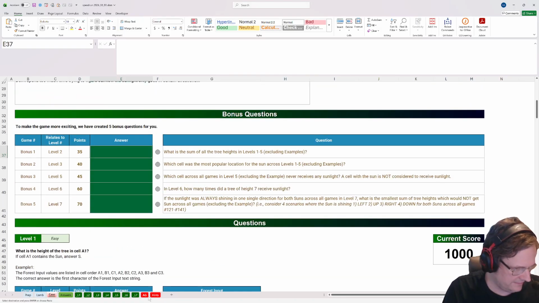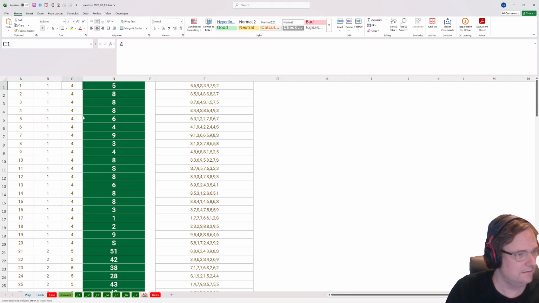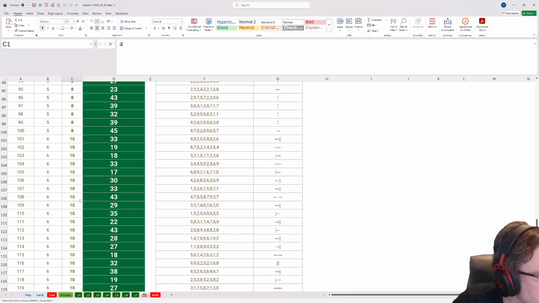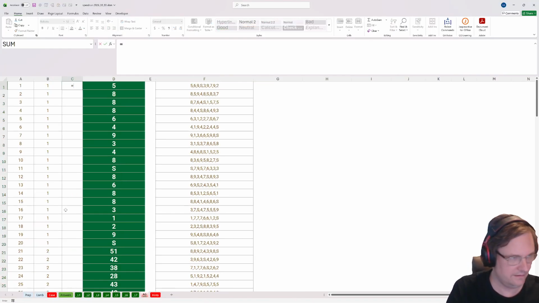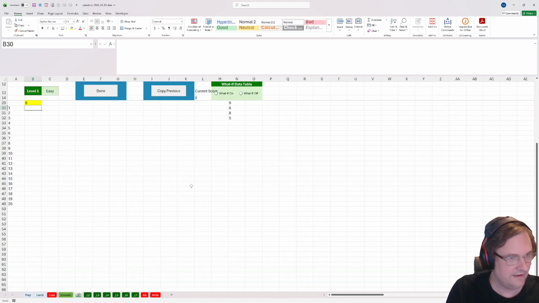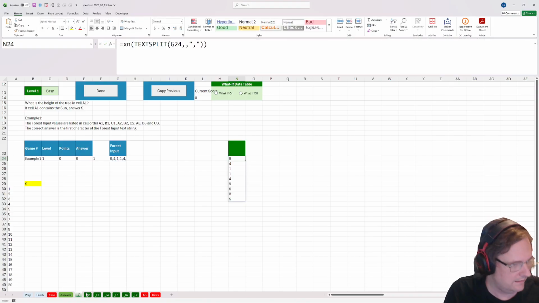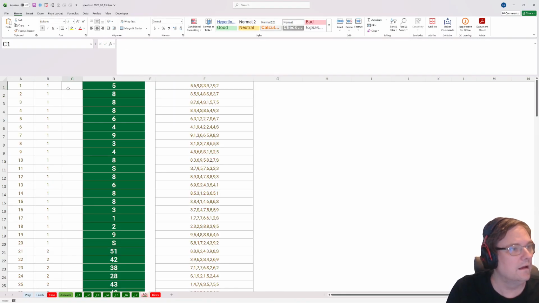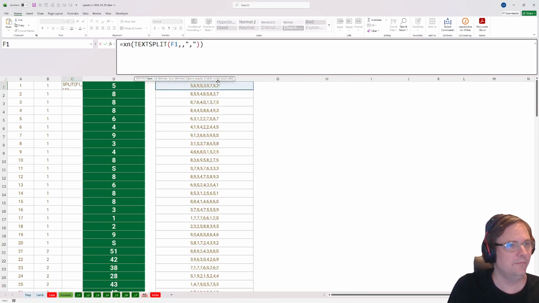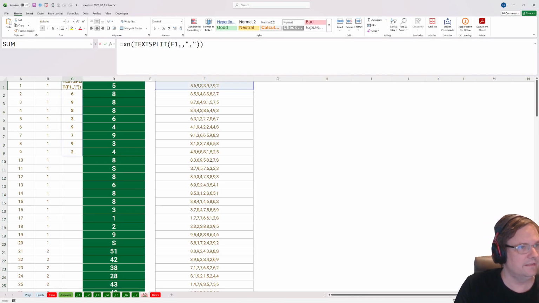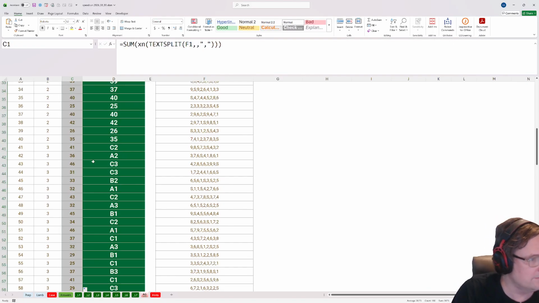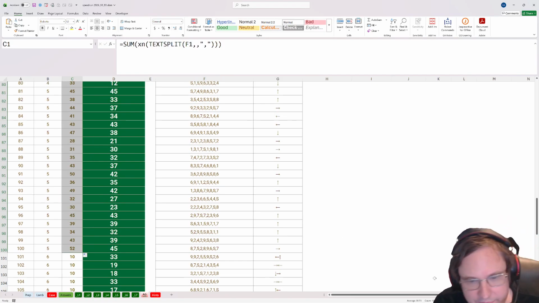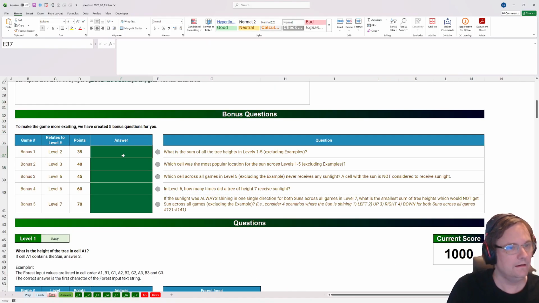Sum of all the trees in levels 1 to 5. Well, I guess I could put that here. Seems like an okay place to put it. And then let's just take this formula rather than rewriting it. It is text split of this, and then sum. Right, copy that down to levels 1 to 5, and then copy the sum here.